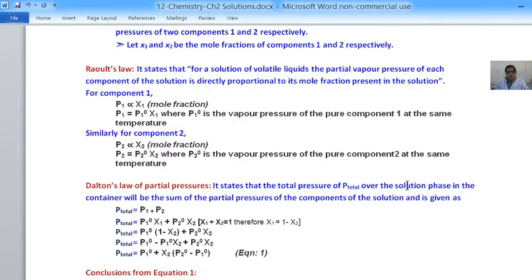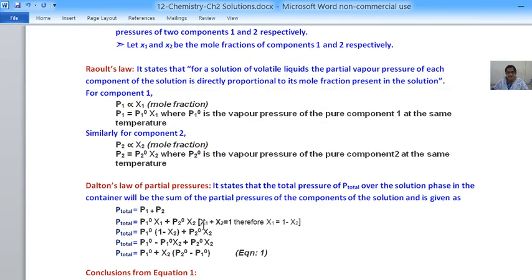So the total pressure over the solution phase in the container will be the sum of the partial pressures of the components of the solution. We can express this Dalton's law of partial pressure like this: P total, that is the total vapor pressure, is equal to the sum of the partial pressures of the components. Which are the components? Component 1 and 2. So P total is equal to P1 plus P2.